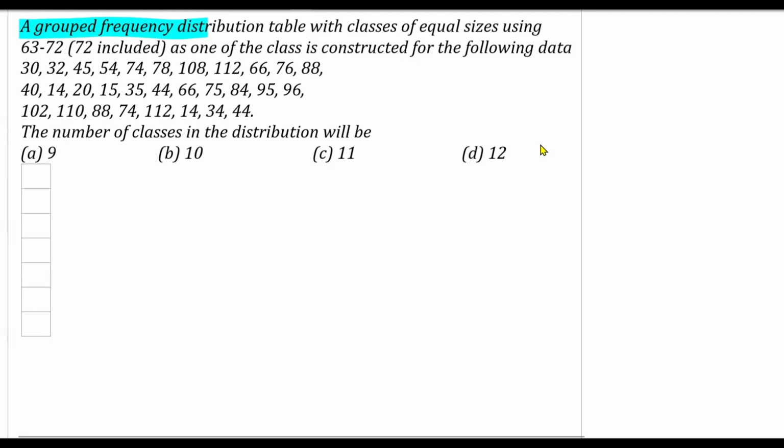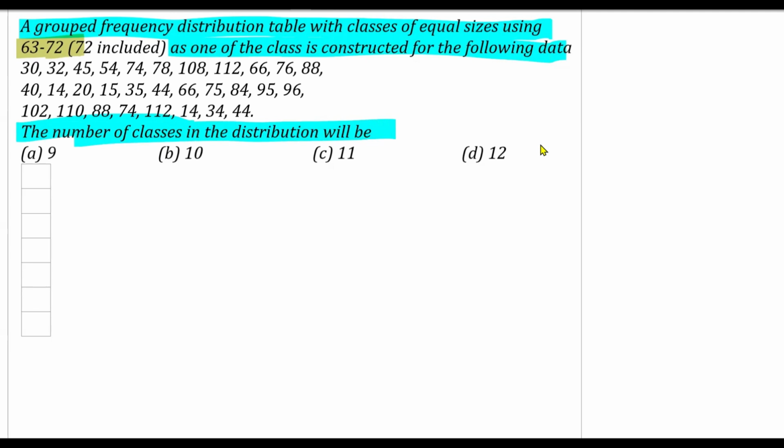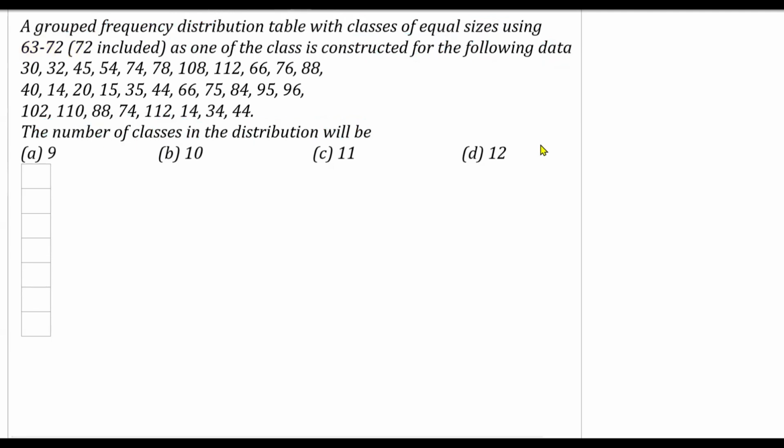In this question there is a grouped frequency distribution table with equal class size, and one of the classes is given as 63 to 72. What we have to find out is the number of classes to accommodate this data. So let's first find out the lowest value. I can see the lowest is 14 over here, and the highest is 108. No, an even bigger value, 112, is also there.